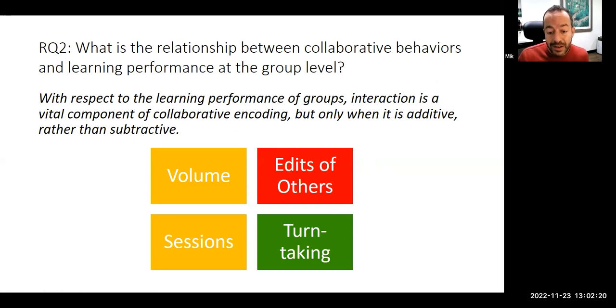Turn taking does. Edits of others is red, and you can guess that the red color means that it's negatively and significantly correlated with quiz scores at the group level. So really, to summarize this result, it is that with respect to the learning performance of the whole group, interaction is a vital component of collaborative encoding, but only when it is additive rather than subtractive. Let me explain what I mean by that.